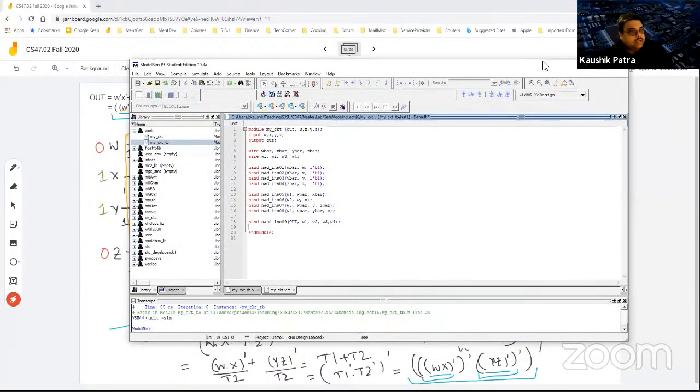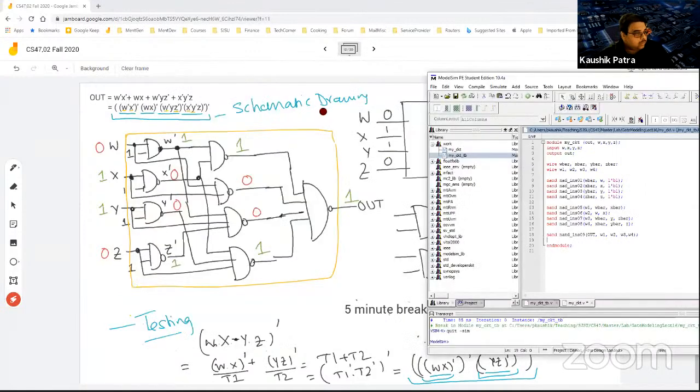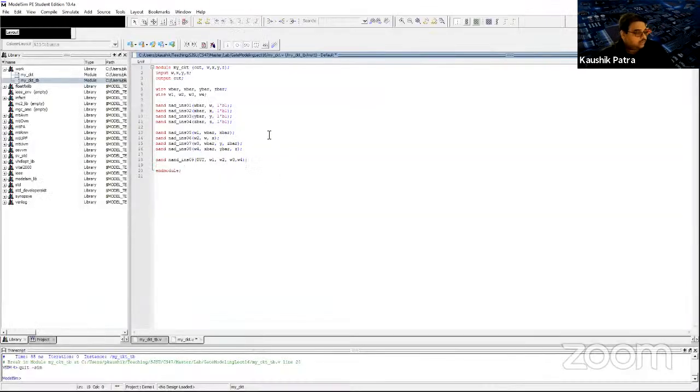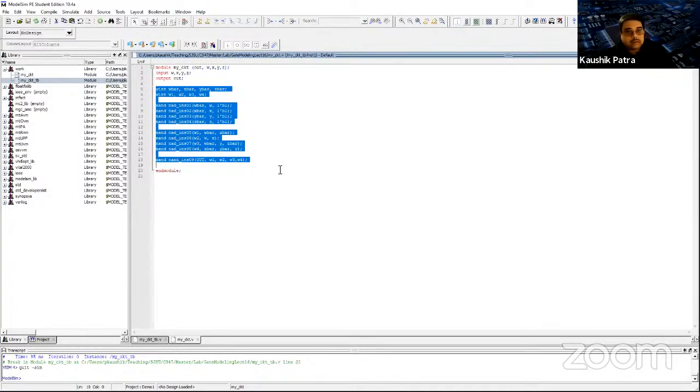So this becomes my description. So the pictorial description, the schematic diagram, we just described it in a language, and this language is called the Verilog language. Verilog is not a programming language. It's basically to describe hardware. It's a language to describe hardware components.